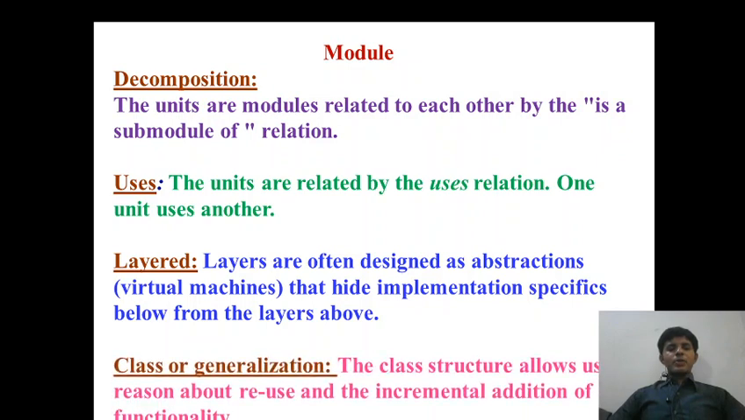And class or generalization. This class structure allows us to reason about reuse and incremental addition of functionality. Normally, object-oriented modules or object-oriented projects are built with the class or generalization architecture. This is the first structure, module, and the second one is component and connector architecture.